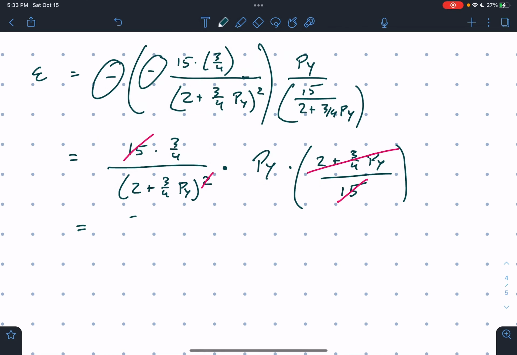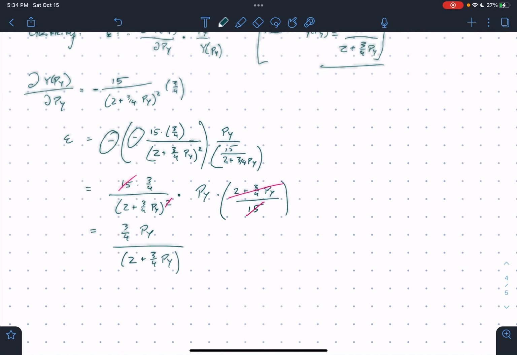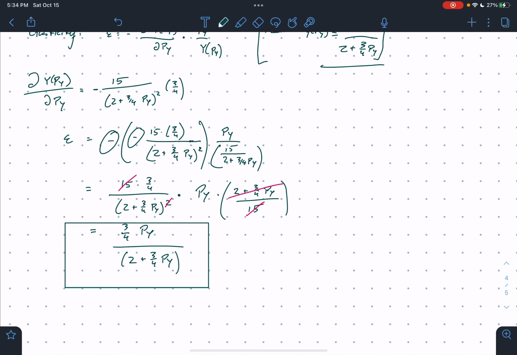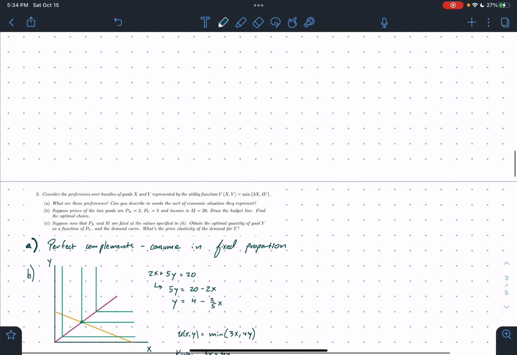So it's going to be 3/4 py divided by 2 plus 3/4 py. All right, so this is the elasticity of the demand for y with respect to py. This is the price elasticity of demand for y. All right, so that is problem 3.